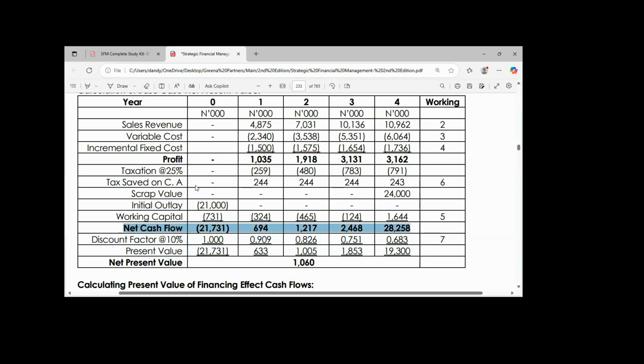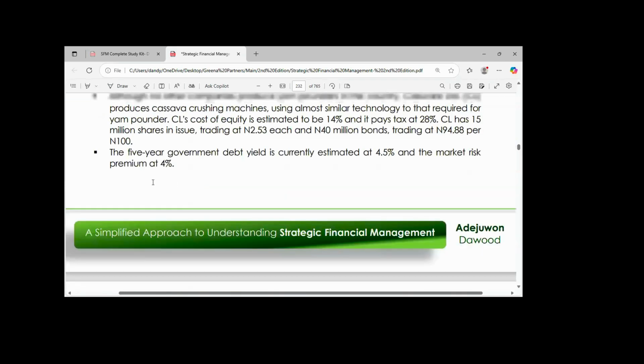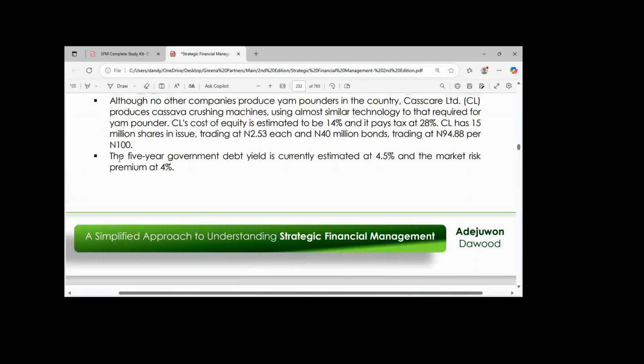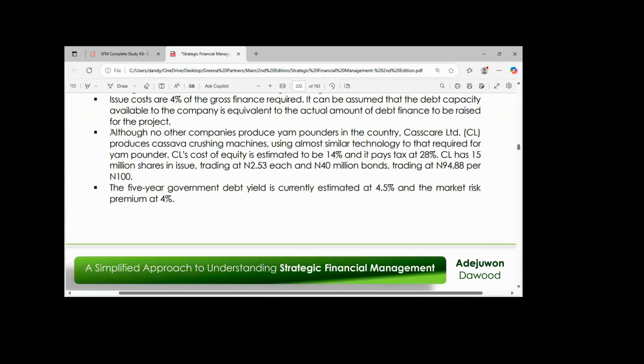Before we go to our workings, we go back to the question. We go and identify the information of the proxy company. When you look at the second to the last bullet point, that is where you are given information of a proxy. You are told that although no other companies produce yam pandas in the country, Cascare Limited. So you have seen a new name, which is Cascare Limited. Cascare Limited is different from Alcantara Limited. So Cascare Limited is a proxy company which produces cassava crushing machines, using almost similar technology to that required for yam pandas.